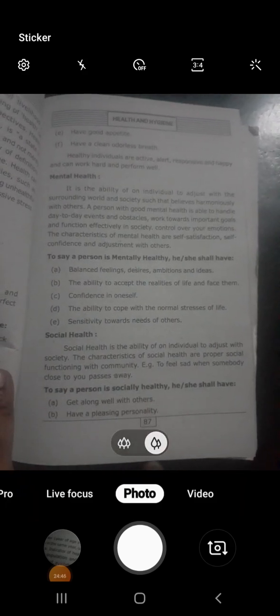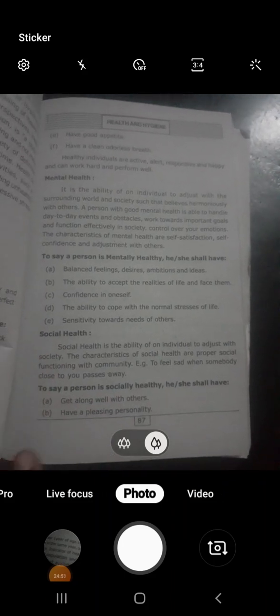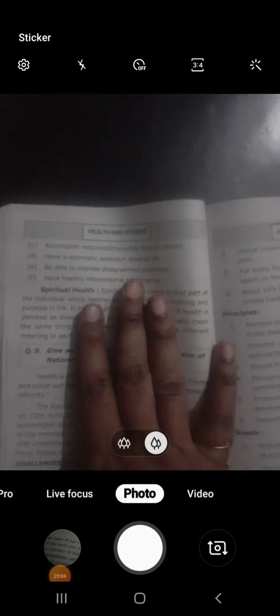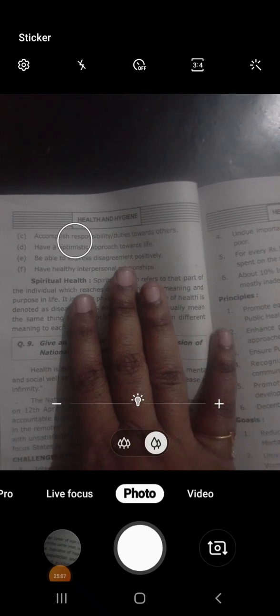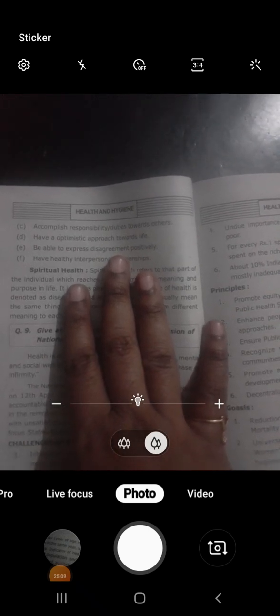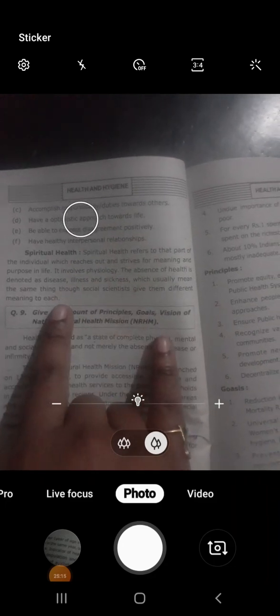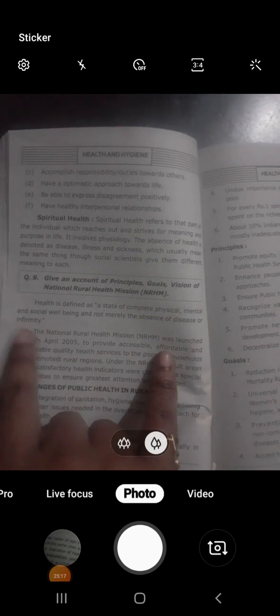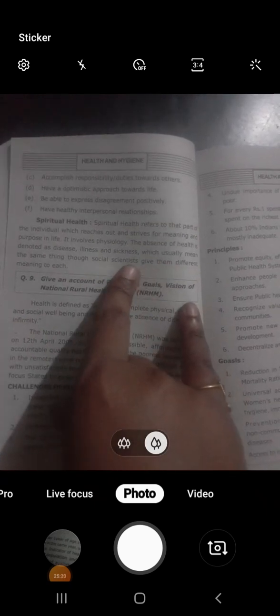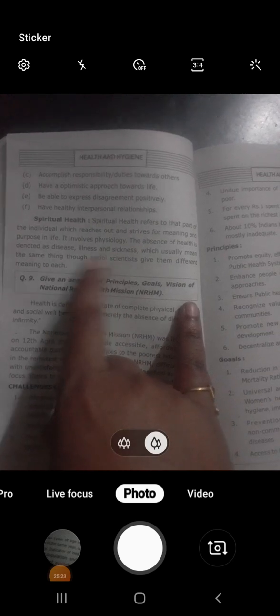Coming to social health, it is nothing but adjusting with other people. Feeling sad when somebody close passes away, so this is social health. Getting along well with others, having a pleasing personality, accomplishing responsibilities and duties towards others, an optimistic approach towards life, and expressing disagreement positively. So these all come under social health. And spiritual health is nothing but an individual who reaches out and strives for meaning, that is, the purpose of life.